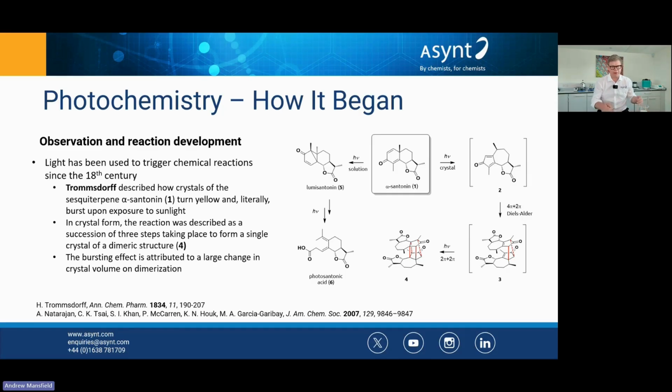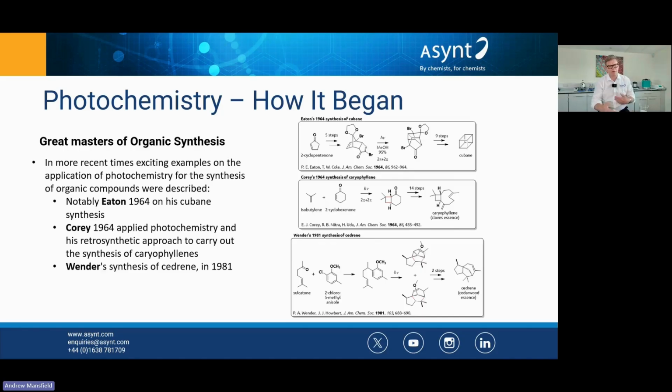And he observed how crystals of this santonin molecule, when he shined a light on this, that the crystals burst. Now, this was later explained that this multi-step photochemical reaction causes a dimerization of this compound, and that increased volume led to that crystal volume increasing, and the crystals bursting. So this is probably one of the first examples of photochemistry that was cited.